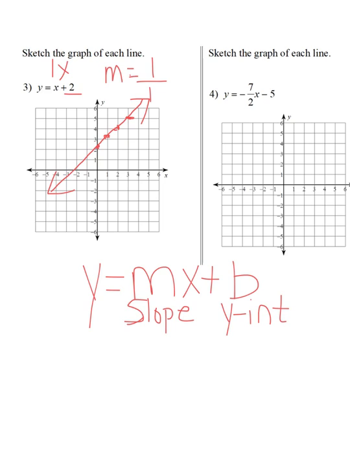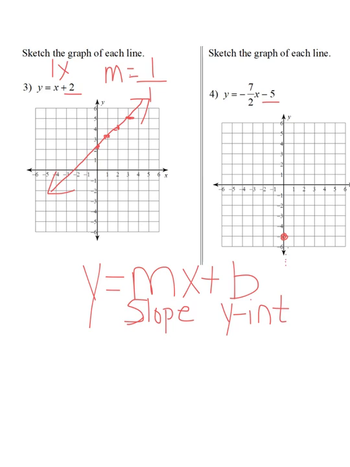This time my y-intercept is negative 5. I always pay attention to the sign in front of it. So that means start your first dot at negative 5 on the y-axis. Now my slope is negative 7 over 2. I interpret that as telling me to go down 7 and to the right 2.